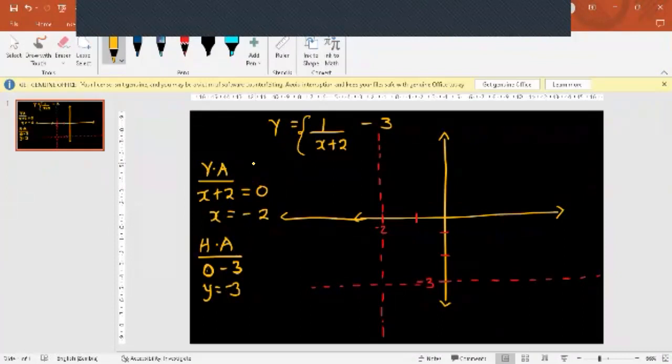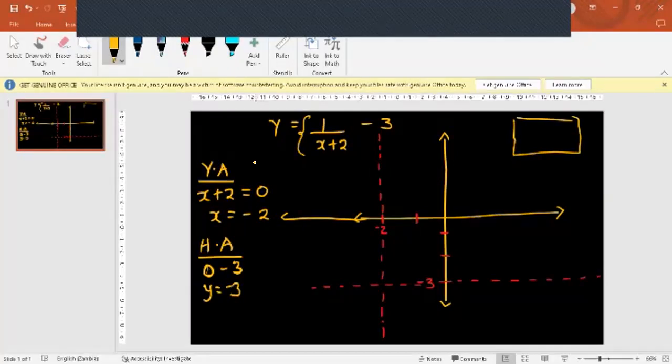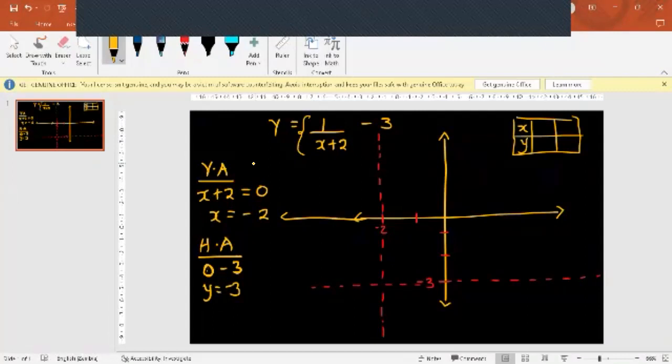We can pick, the vertical asymptote is x equal to -2. So we can pick any number to the right of -2, which is any number greater than -2. So we can get the table of values. Pick any number to the right of -2. So we have our x and our y. Then we can pick any number greater than -2. So we can pick -1, isn't it? -1 is on the right side of -2.